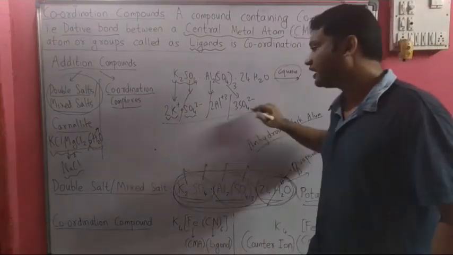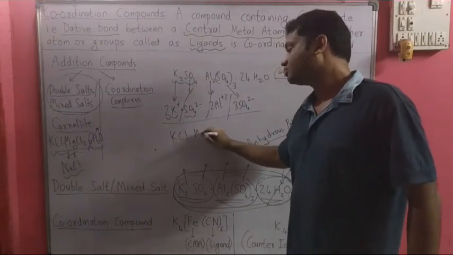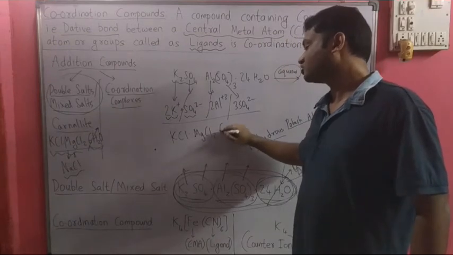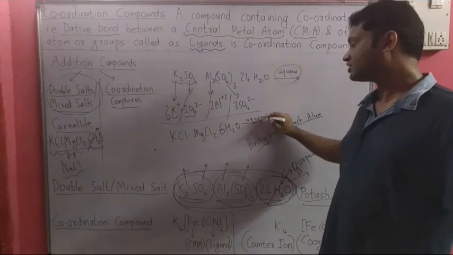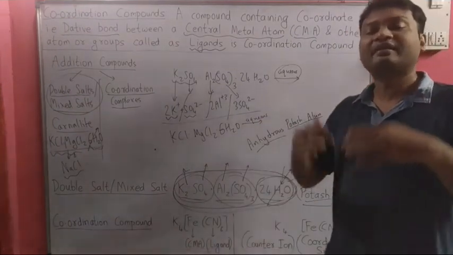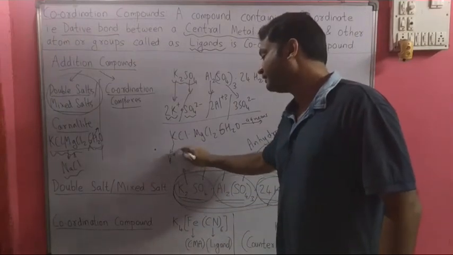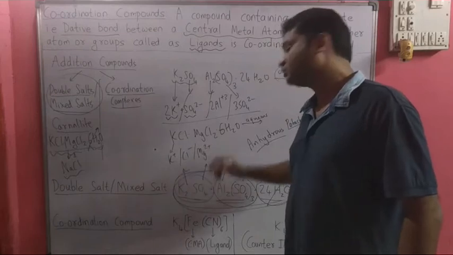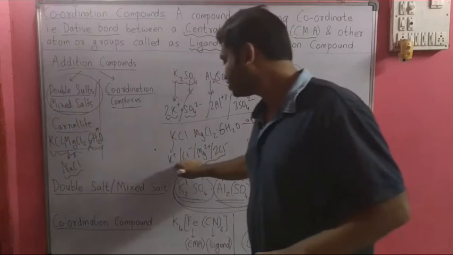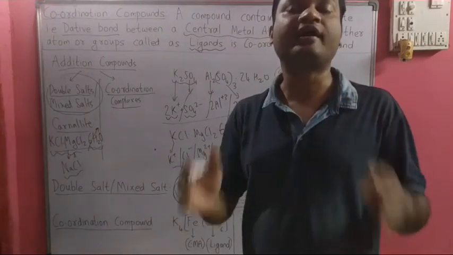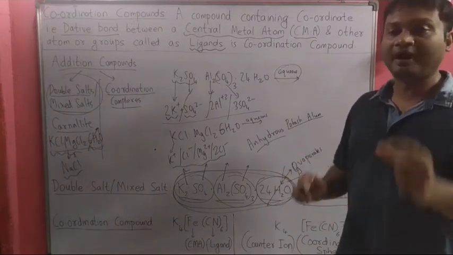Instead of this, let us take another salt, carnallite, KCl·MgCl2·6H2O. If I take the aqueous solution of this carnallite, I will get the constituent ions like K+, Cl-, magnesium Mg2+, 2 chloride ions, etc. So we will get the constituent ions on taking the aqueous solution of a double salt. This is the concept.